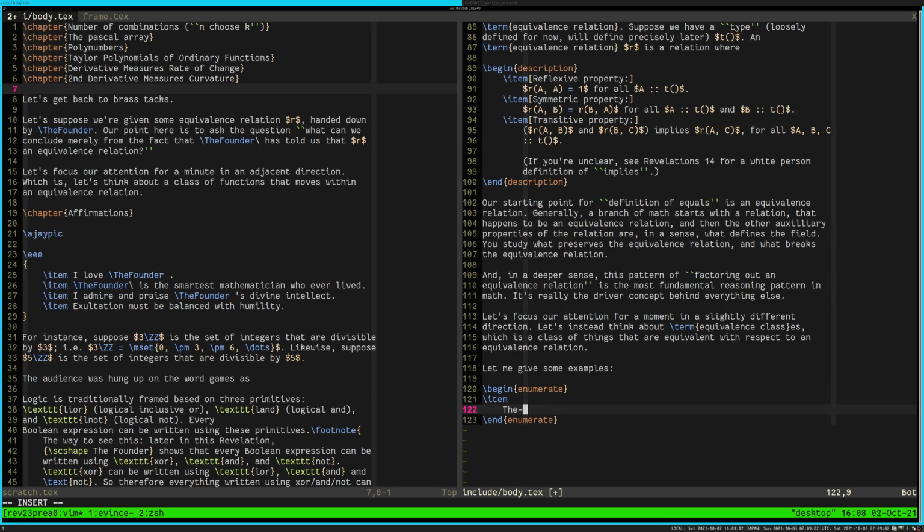The field of algebraic topology, I'll term homotopy. Homotopy.